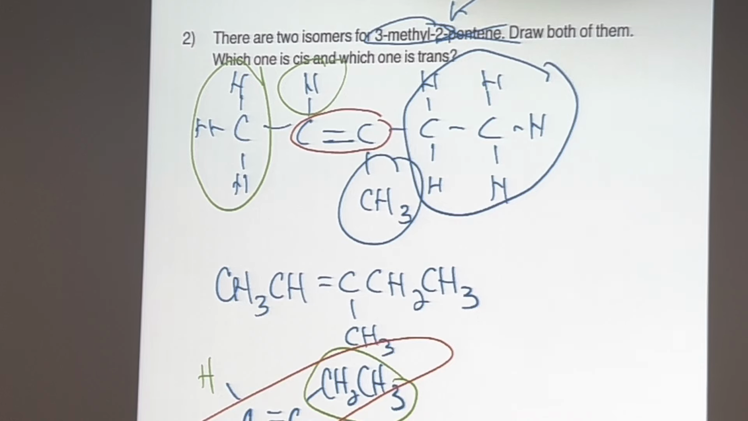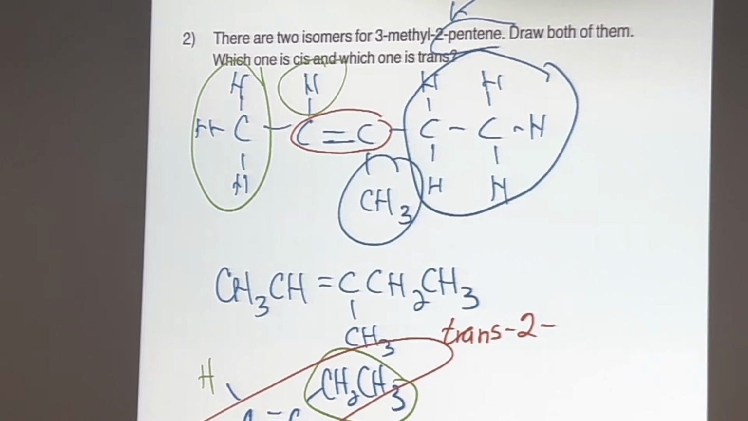So what we have is trans 2, and the 2 is saying where our double bond starts. And what is the longest continuous carbon chain here? How many carbons? 5. It's 5, and we saw that up here when we looked at the name that said Pentene. So we have trans 2 what? Pentene, but I forgot something. What did I forget?